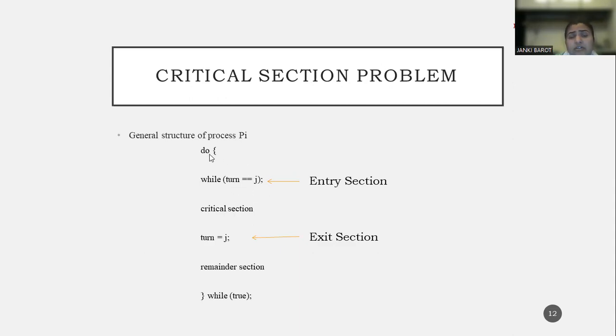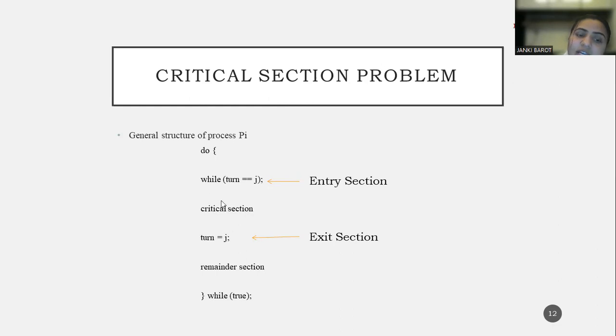This is the entry section. The entry section will allow the process to enter the critical section. Let's say that J's value, first of all, when process A comes, J's value is 0, right? So we can say that if it is 0, then it will enter the critical section, right?